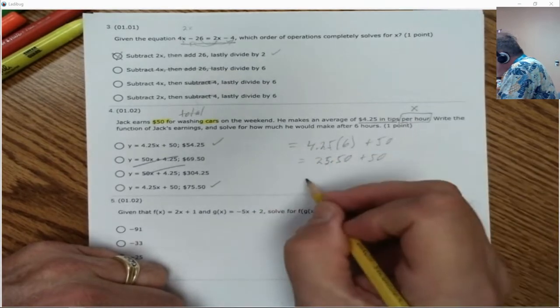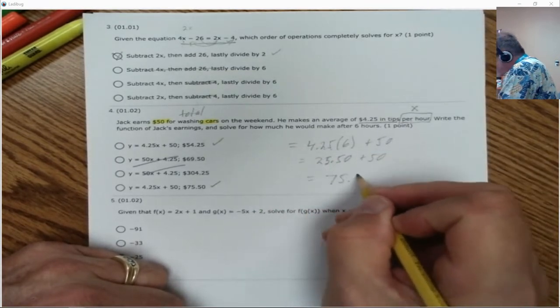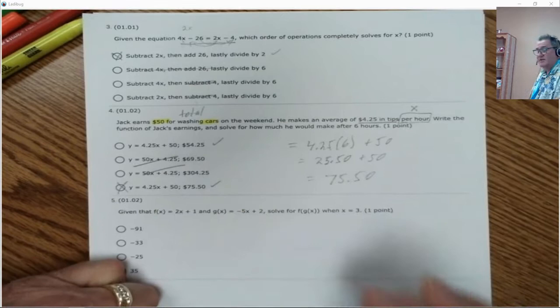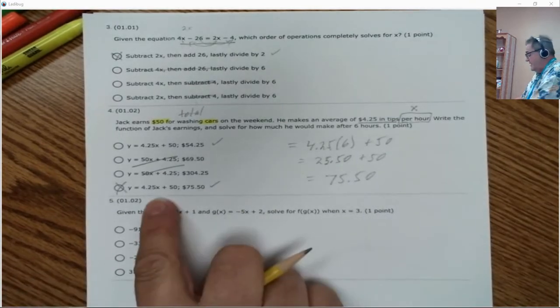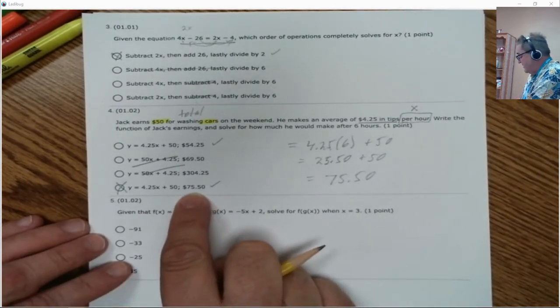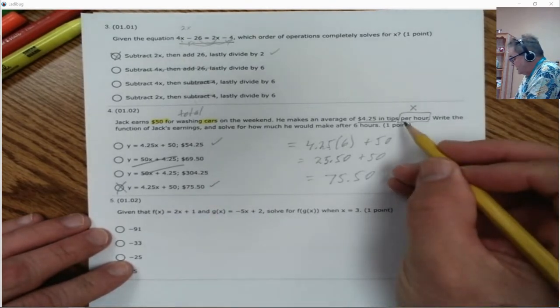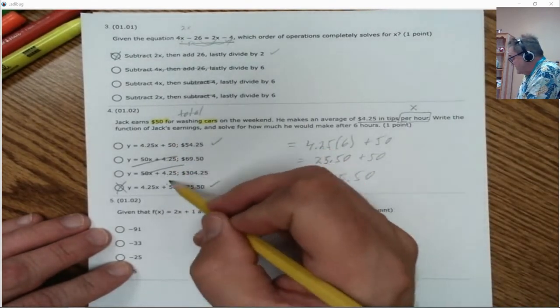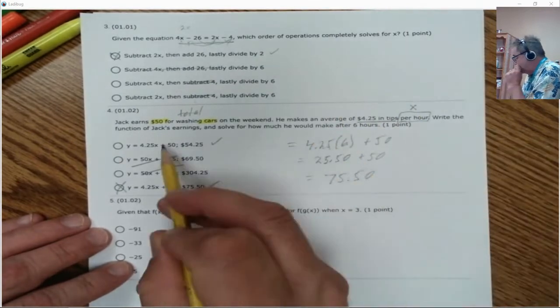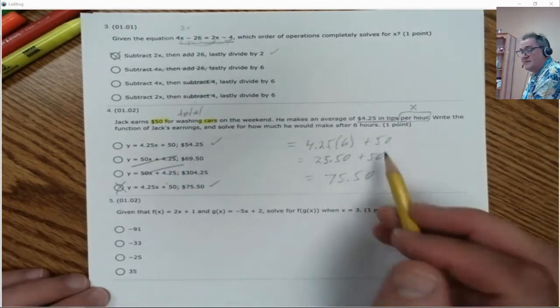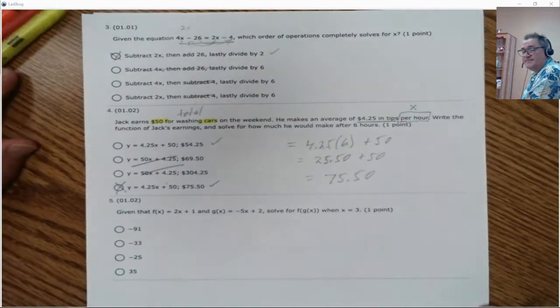So that's going to equal 75.50. So this is the one that's correct. That's the correct equation, and that is the amount that he will make after 6 hours. So once we figure out these are exactly the same equation, we just substitute the 6 in for the x, the number of hours, and figure out how much money that Jack will earn.